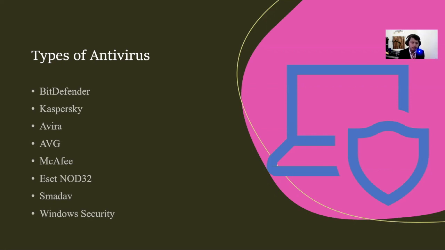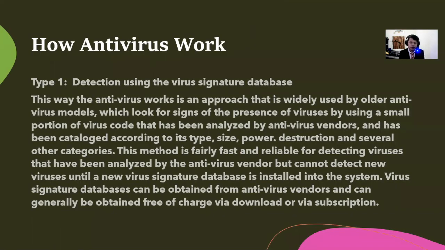Now we go into the types of antivirus. There are a lot of kinds of antivirus in the world. The first one is Bitdefender. There is Kaspersky, Avira, AVG, McAfee, NOD32, SMADAV, and the last one is Windows Security. And after that, we go into how the antivirus works.